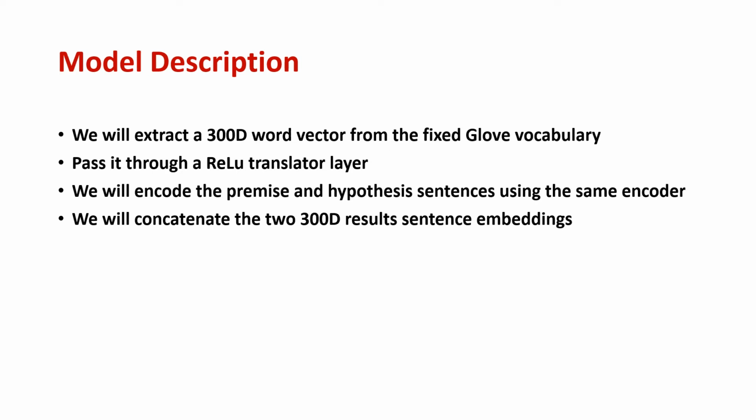The model description. We plan on extracting 300 dimensional word vectors from the fixed GloVe vocabulary. Thereafter, we plan on passing them through a ReLU translator layer. We will encode the premise and hypothesis sentences using the same encoder, and we will concatenate the two 300 dimensional resulting sentence embeddings.